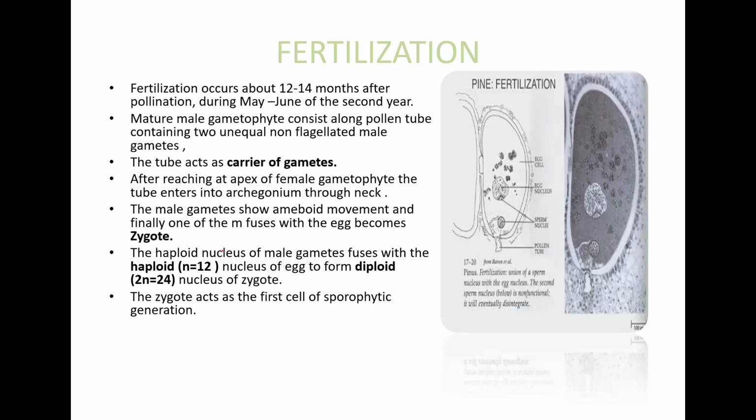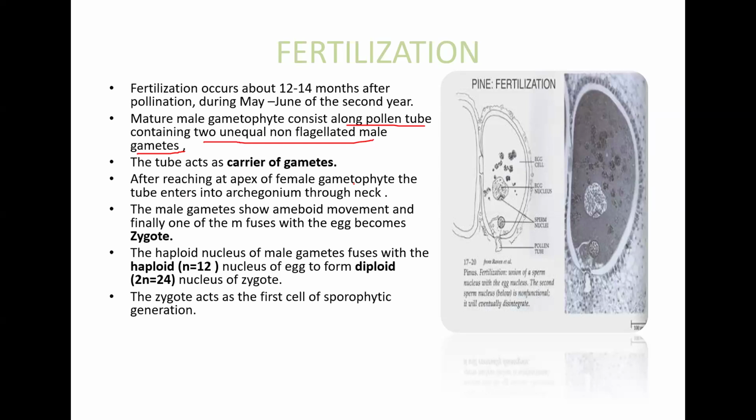Next, the mature male gametophyte, that is, the microspore, develops a long pollen tube at the time of germination, and this pollen tube carries the male gametes, which are non-flagellated. That is, they are not motile. They are non-motile male gametes. And the tube acts as a carrier of the gametes.